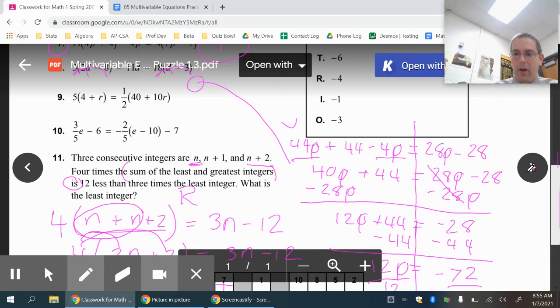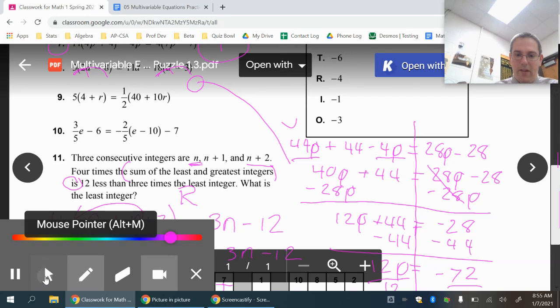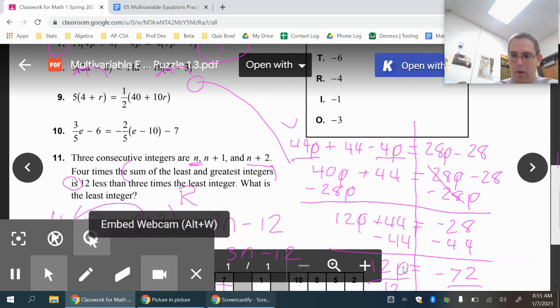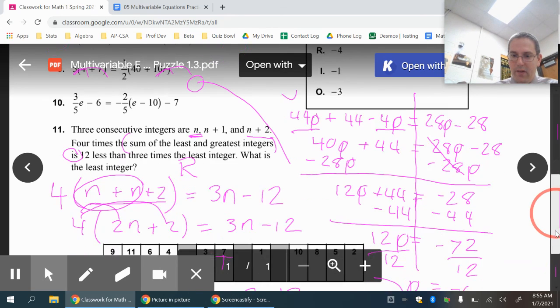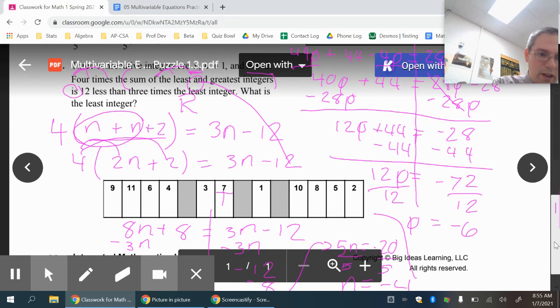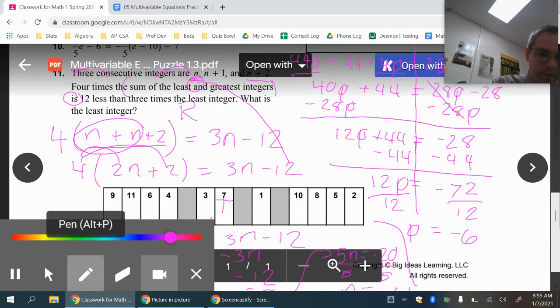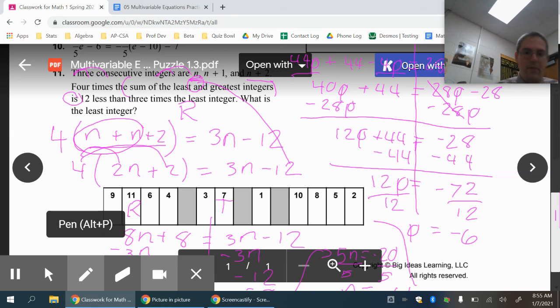And if you want to use the puzzle to check, that means you go down at the bottom, and where number 11 is, question 11, you put in an R. So that kind of is a double way to check.